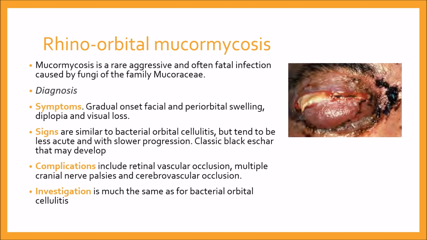Diagnosis includes symptoms and signs. Symptoms include gradual onset of facial and periorbital swelling, diplopia, and visual loss. Signs are similar to bacterial orbital cellulitis but tend to be less acute with slower progression. Infarction superimposed on septic necrosis is responsible for the classic black eschar that may develop on the palate, turbinates, nasal septum, skin, and eyelids. Complications include retinal vascular occlusion, multiple cranial nerve palsies, and cerebrovascular occlusion.